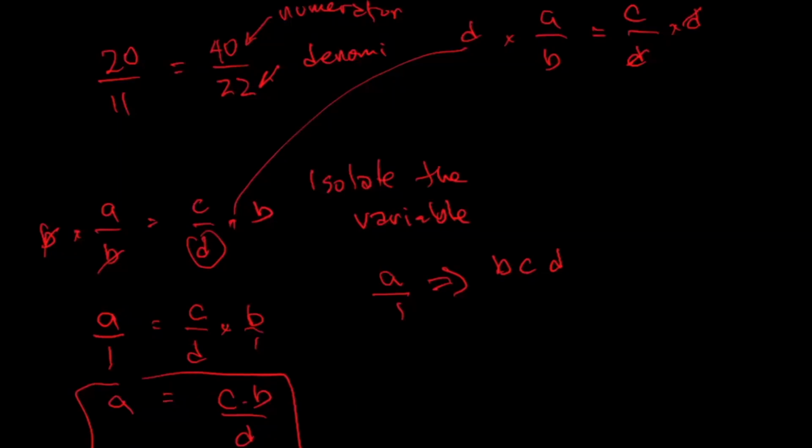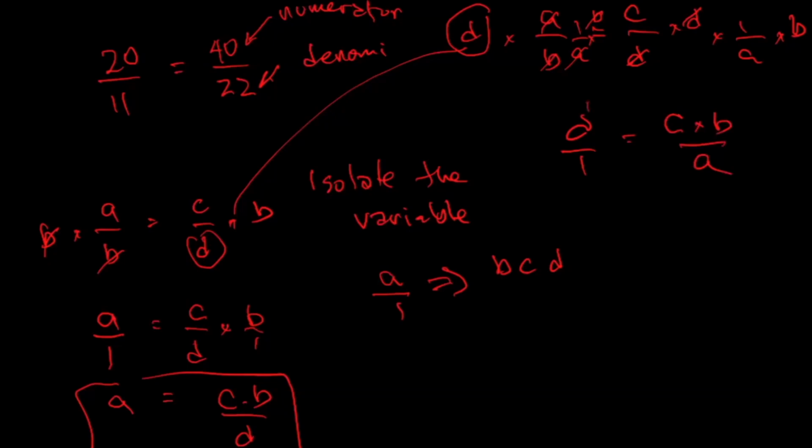And then you need to isolate D so that it's alone. So you divide by A and multiply by B. That way the A's cancel, but you have to do that on both sides. And what you get is D over 1 is equal to C times B over A. That's what they would have taught you in your math class in terms of dealing with fractions. What I want to show you is the shortcut.